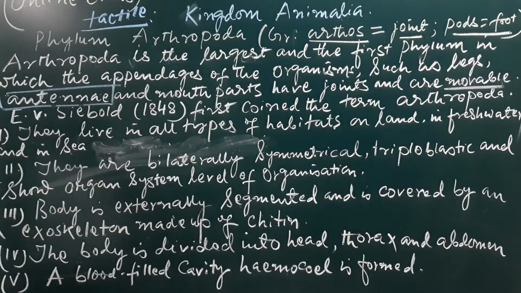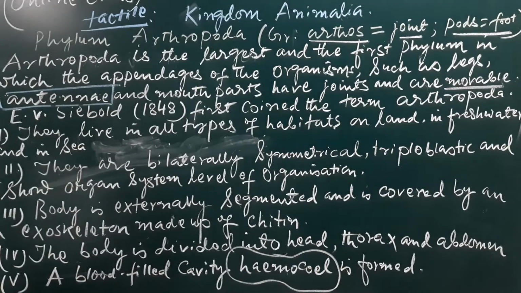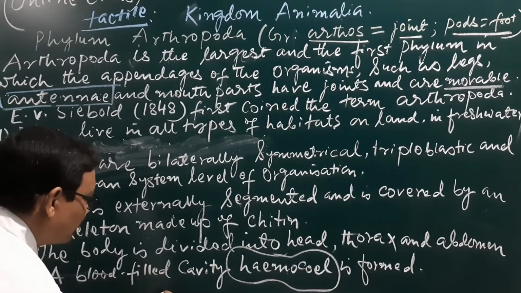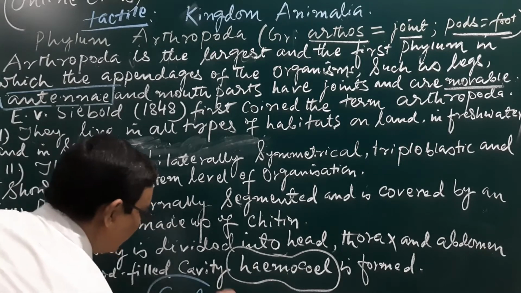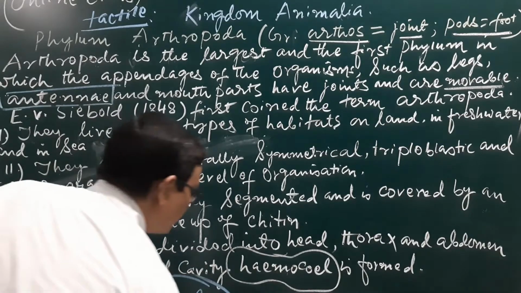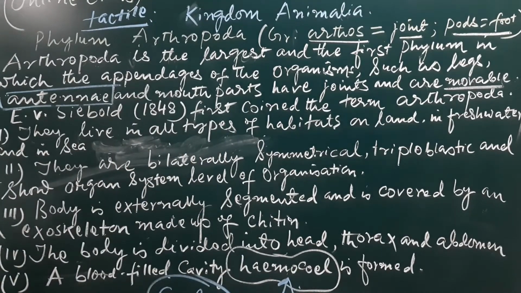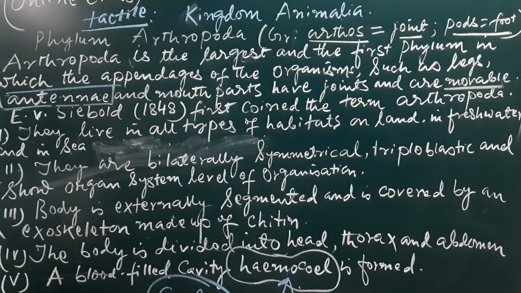This hemocoel is actually formed in place of the coelom. This is coelomate, but this coelom is replaced by the presence of a blood filled cavity, that is known as hemocoel. So here I have given some features.